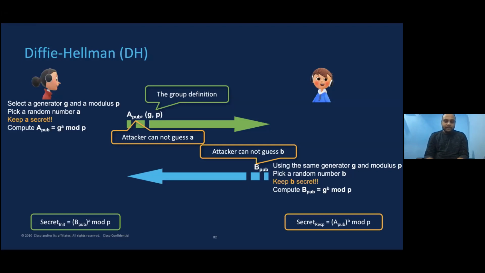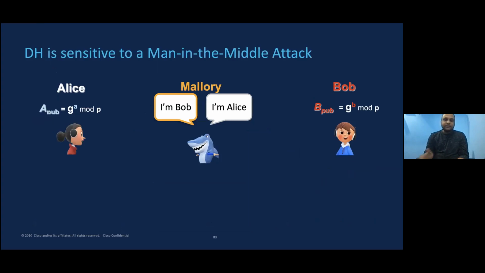And the beauty of this is that when they calculate the secret, with the exchange of APUB and BPUB, it creates a common secret, which is represented in the below section as G^(AB) mod P, or it can be G^(BA) mod P. Now, Diffie-Hellman itself doesn't provide authentication. So let's see what happens when an attacker comes into the scenario.